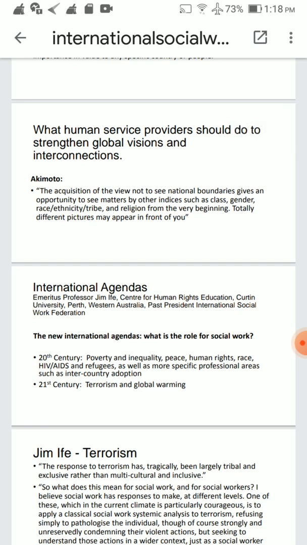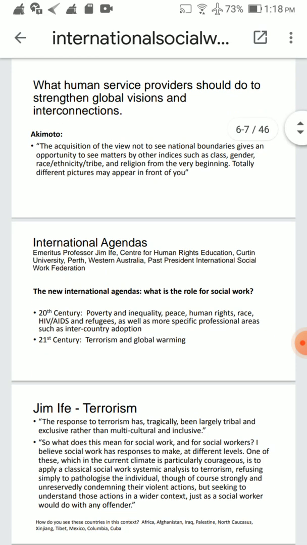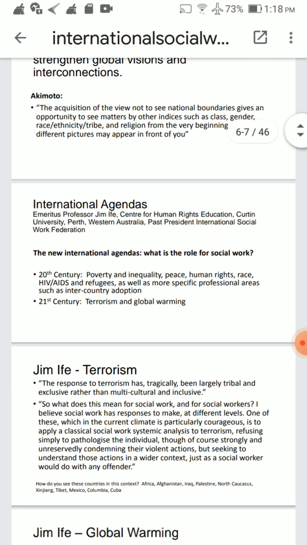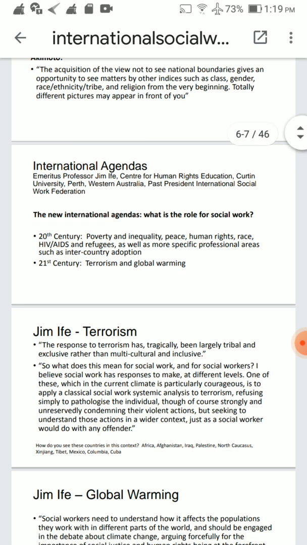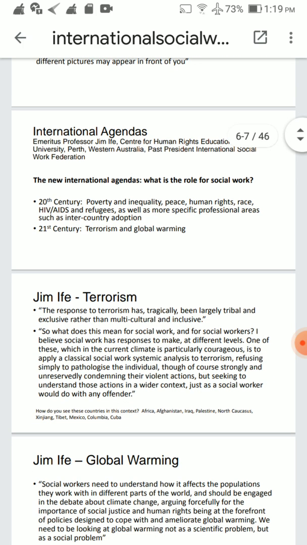Here are the international agendas, under Emeritus Professor Jim Ife of the Center for Human Rights Education. The new international agendas: what is the role of social work in international? First, in the 20th century: poverty and inequality, peace, human rights, HIV awareness and refugees, as well as more specific professional areas such as international adoption. In the 21st century: terrorism and global warming. So these are some of the agendas that exist for an international social worker.